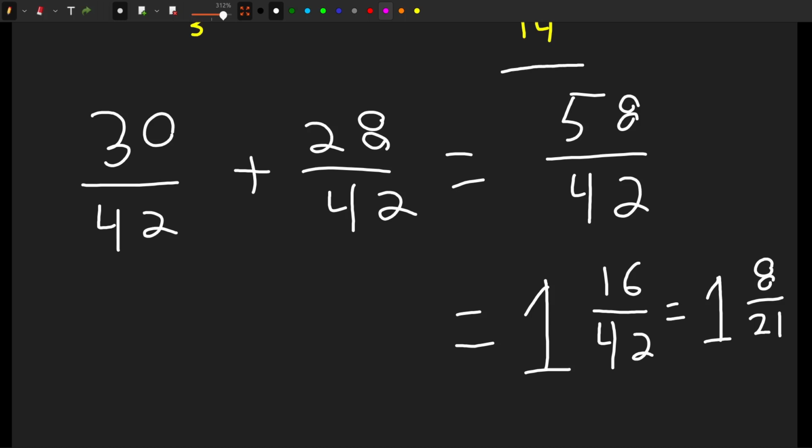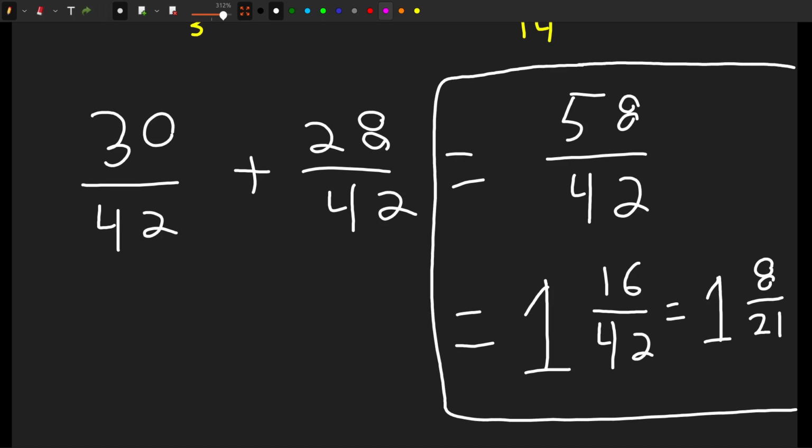Technically, all 3 of these answers are correct. However, if you want it in simplest terms, that answer is 1 and 8/21. Also, if you want it as a mixed number. You could also simplify out 58/42, but most times they won't have you do that unless they already want it in a mixed number.